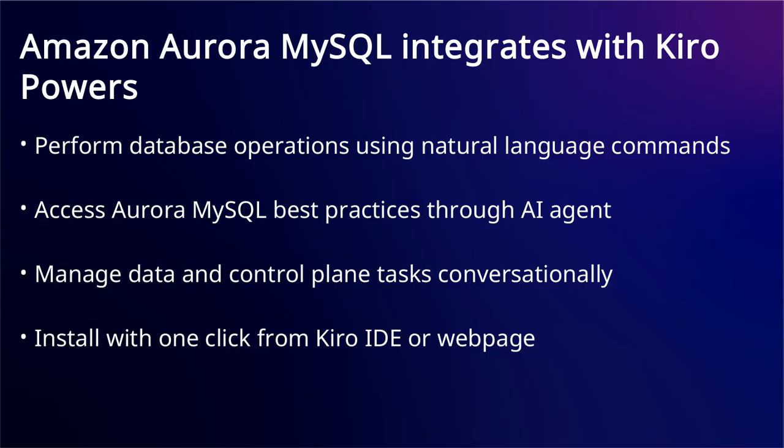You perform both data plane operations like queries and table creation, and control plane operations like cluster management, using conversational commands. The AI agent provides task-specific guidance and Aurora MySQL best practices dynamically, giving you context-aware assistance without overwhelming you with irrelevant information. You install the integration with one click from Kiro IDE or web page and use it across all AWS regions where Aurora MySQL is available.